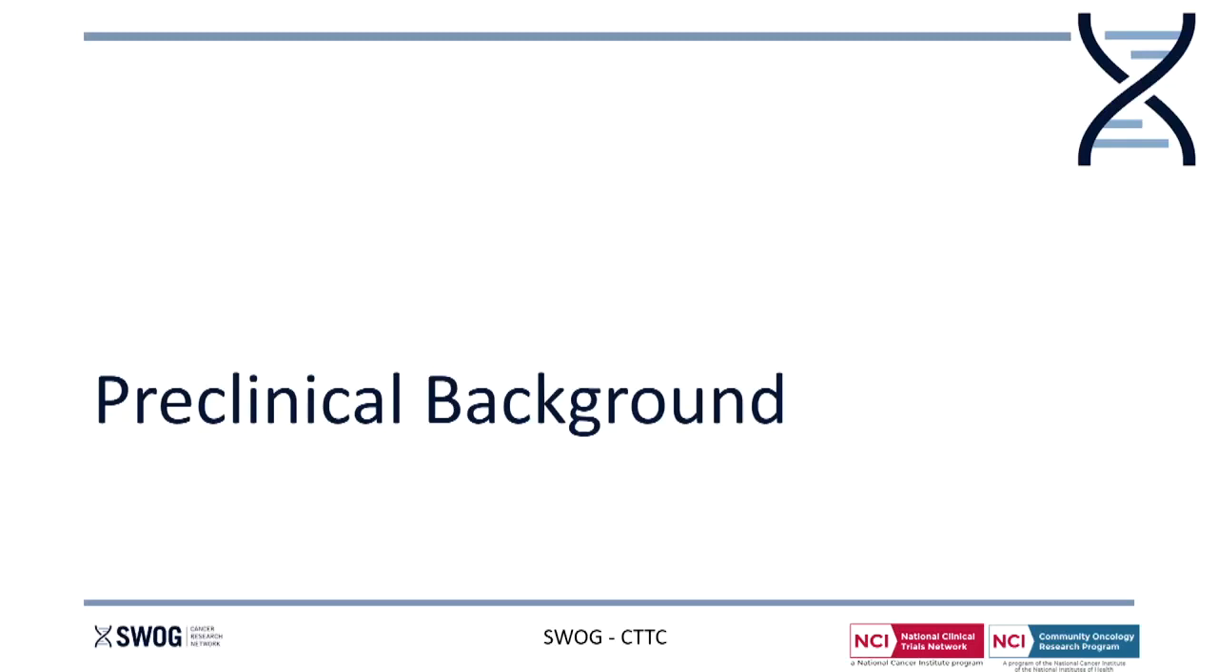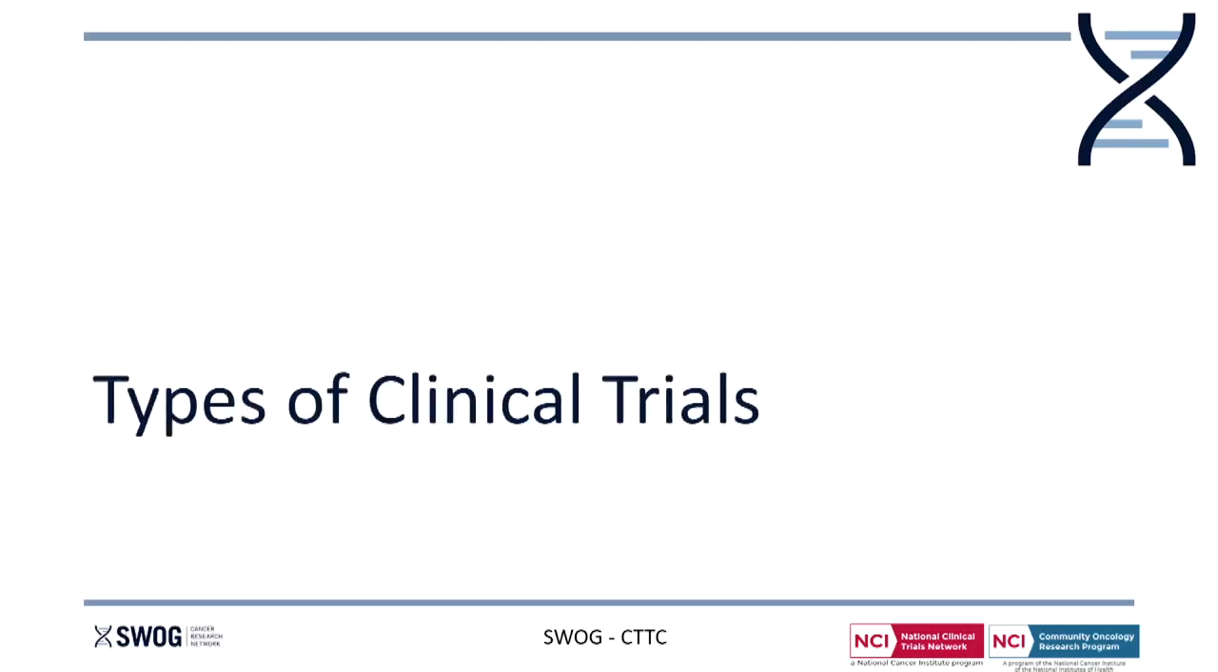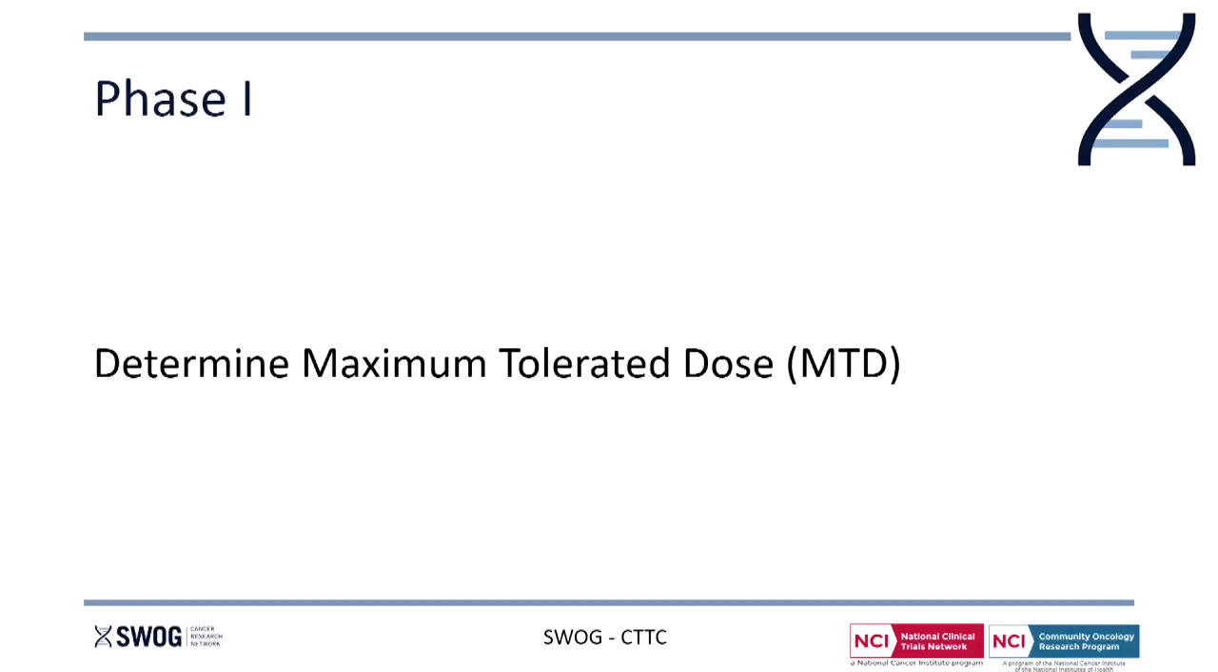And so a new compound goes through a lot of different stages and steps before it can ever be used in human beings. And then when it's introduced into humans in clinical trials, there's a stepwise process for that as well. And the different types of clinical trials, we'll kind of walk through them. A phase 1 trial is usually designed to determine the maximum tolerated dose.